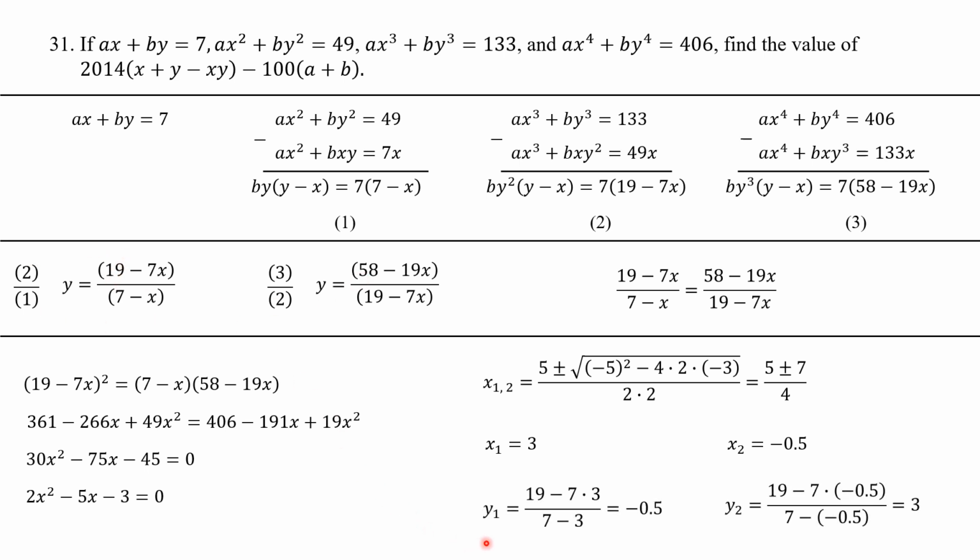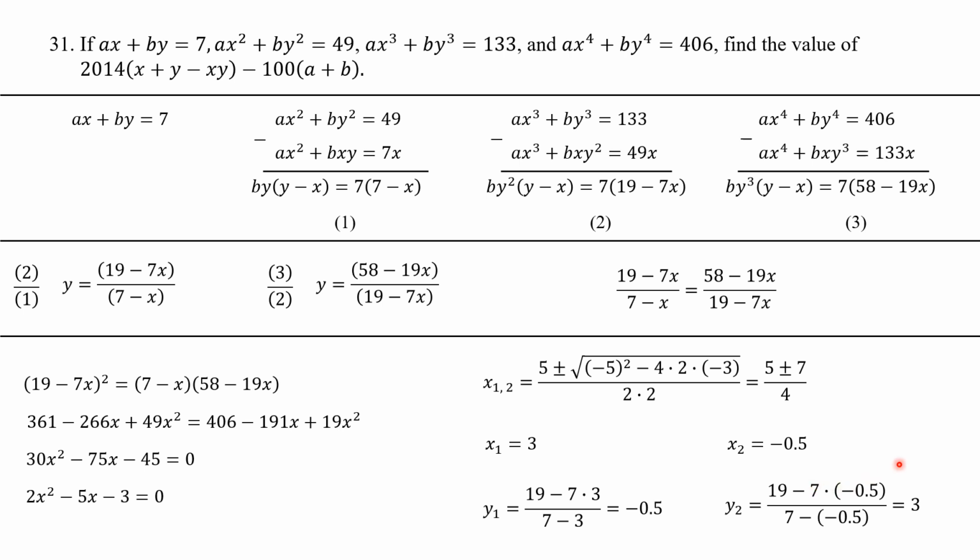Then my y1 comes out to be negative 0.5. I just plugged in x1 here instead of x. And my y2 comes out to be 3. So when x1 is 3, y1 is negative 0.5. When x2 is negative 0.5, this is 3, right? So these are kind of symmetrical. Here it really would not matter whether I use the first choice or the second choice, because x and y are just a mirror image of each other.